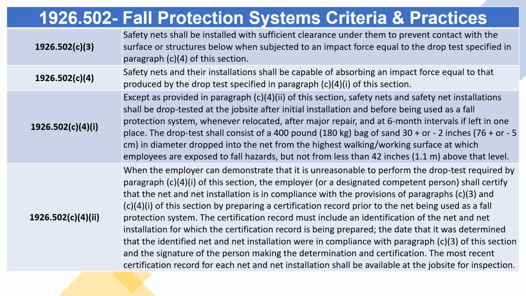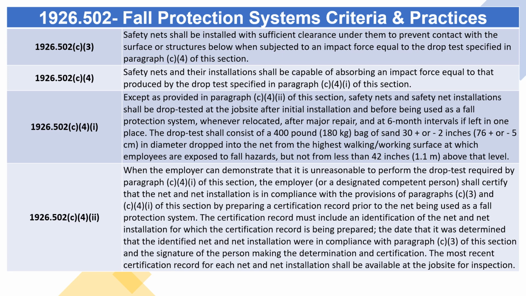The drop test shall consist of a 400-pound (180 kilograms) bag of sand 30 plus or minus 2 inches (76 plus or minus 5 centimeters) in diameter dropped into the net from the highest walking/working surface at which employees are exposed to fall hazards, but not from less than 42 inches (1.1 meters) above that level.